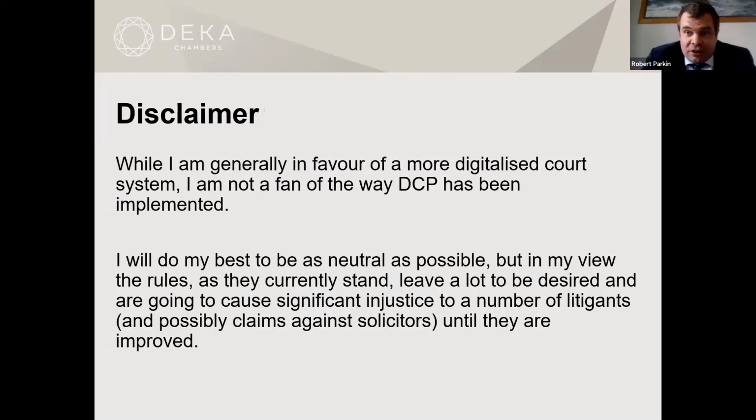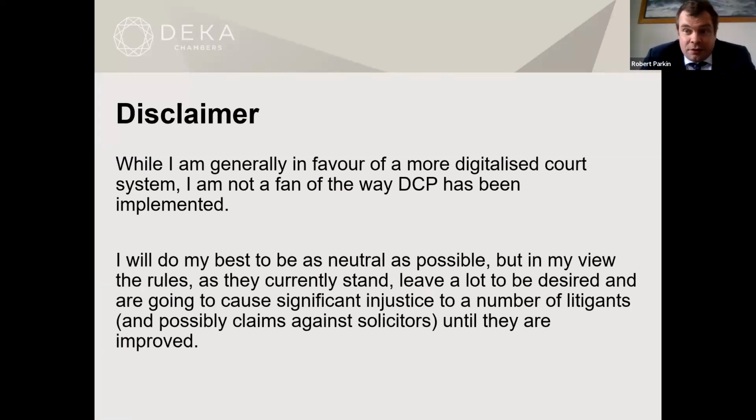There is a disclaimer to start with. I am personally, generally speaking, in favour of a more digitalised court system. It simplifies the whole process, it's more reliable, it's more straightforward to demonstrate what has or hasn't happened. It is simply the way these things are going to go for the 21st century. Here is a problem. I'm not a fan of the way the DCP has been implemented.